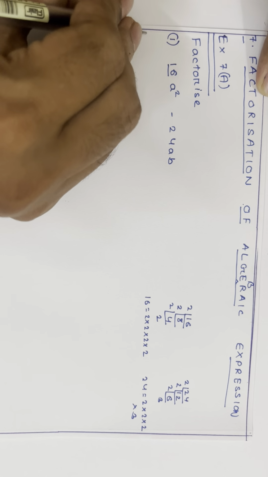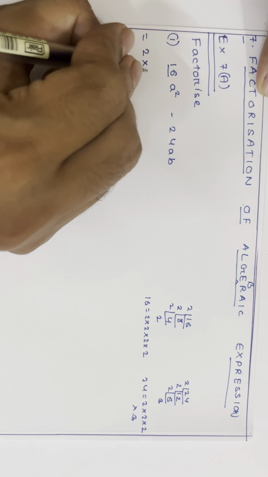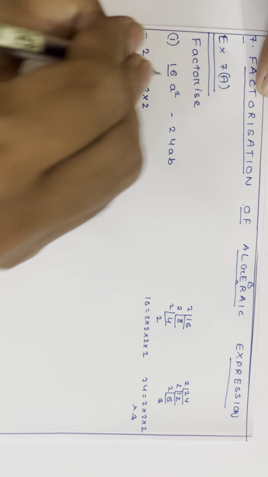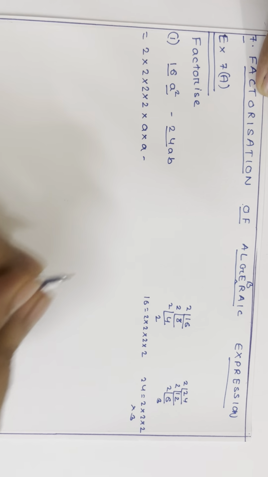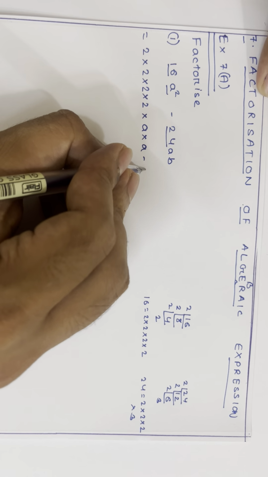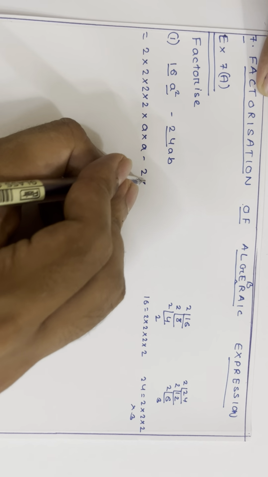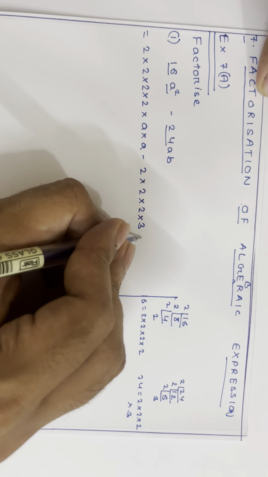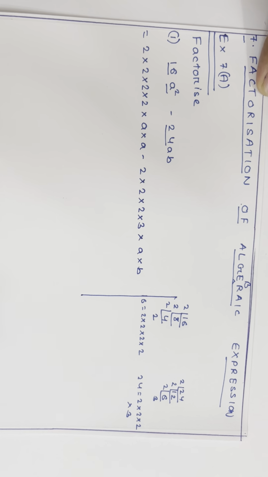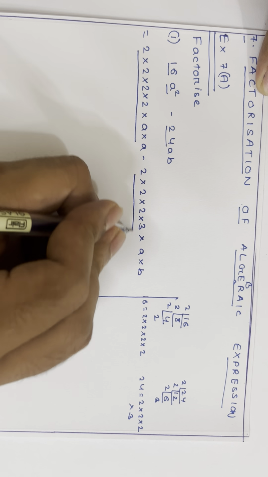Okay, so now what we will do, instead of this 16 I will write how many 2's are there? 4, 2 into 2 into 2 into 2. And instead of this a square I will write a into a. Now instead of 24 I will write 2 into 2 into 2 into 3, and instead of ab I will write a into b. Now we will look for terms. This is our first term, this part, and this is our second term.